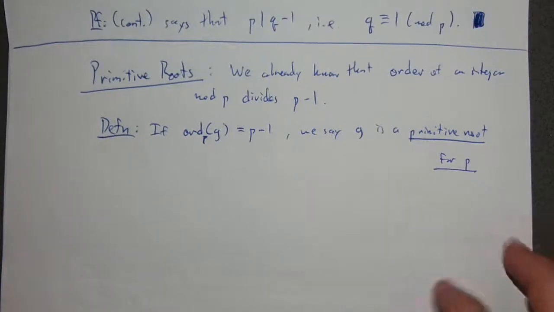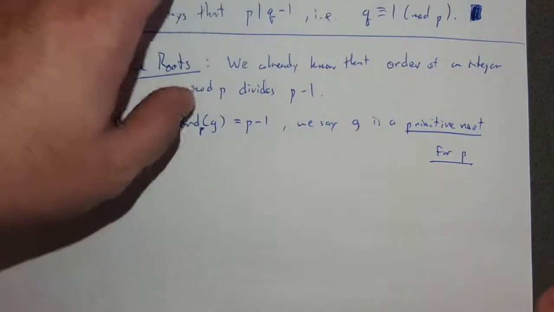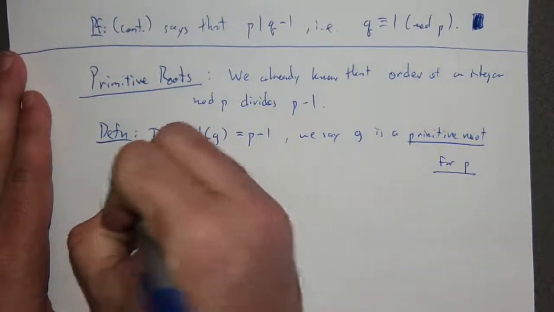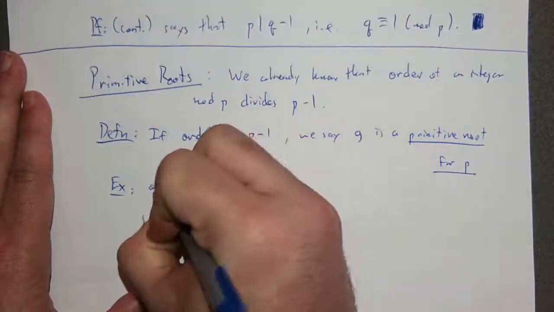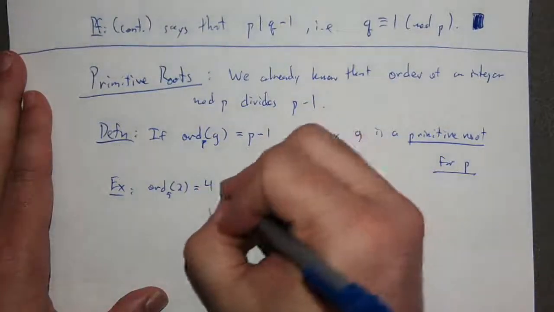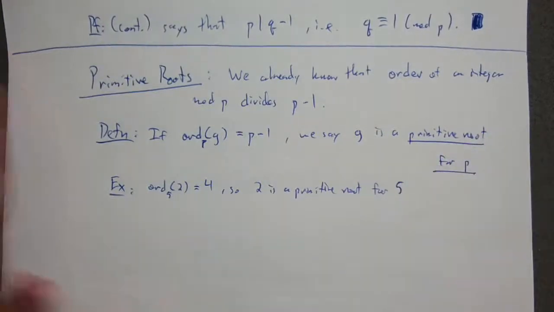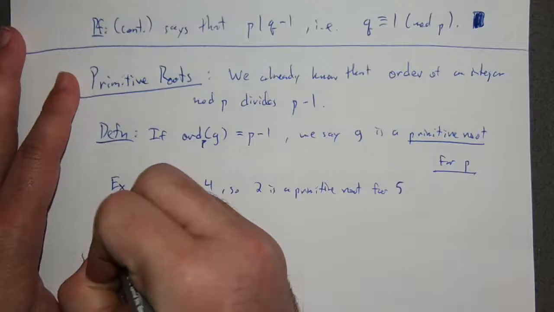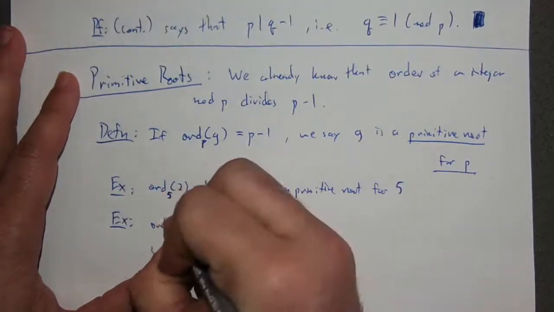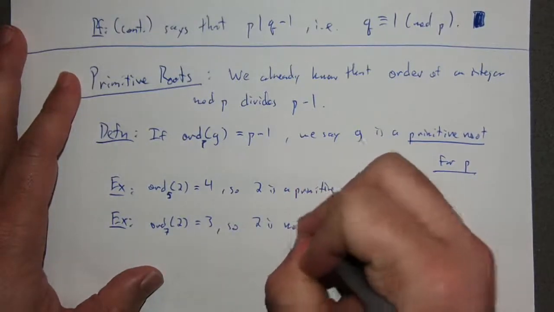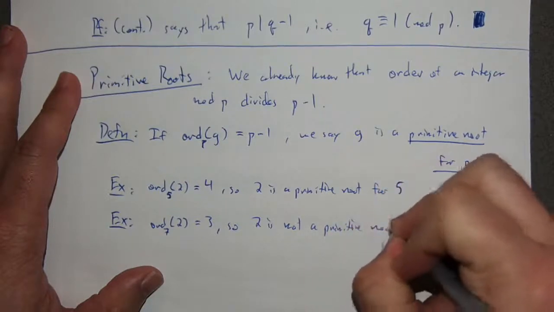Okay. And so tying in here that the notion of being a primitive root is tied to some prime, right? So it doesn't make any sense to just say that some given integer is a primitive root and not say anything else. It's always in reference to some prime p. Okay, and so here's an example. The order of 2 mod 5 is 4, which is 5 minus 1. So 2 is a primitive root for 5. Again, because 4 is 5 minus 1. An example of a non-primitive root is that the order of 2 mod 7 is 3, not 6. So 2 is not a primitive root for 7.